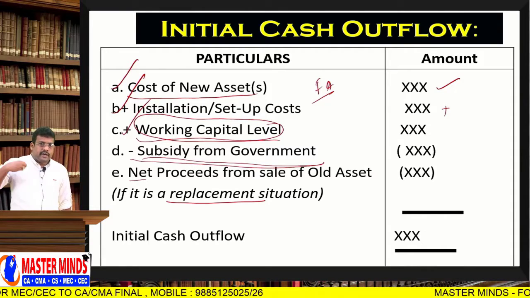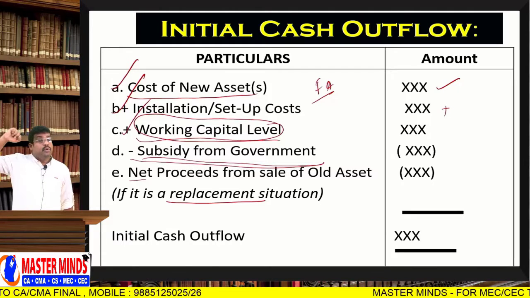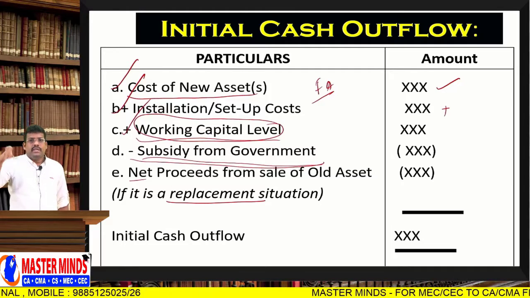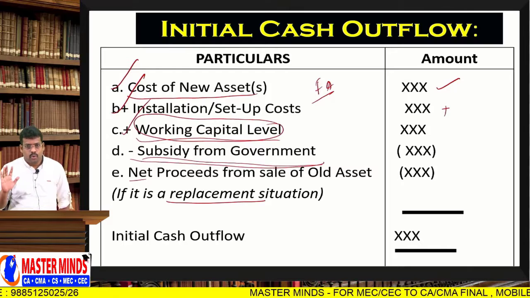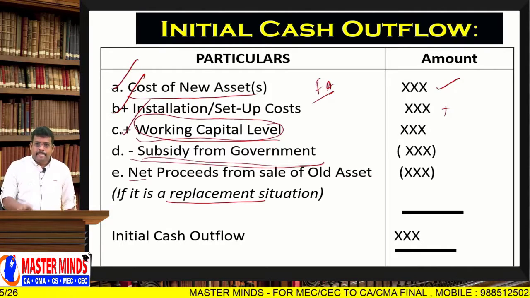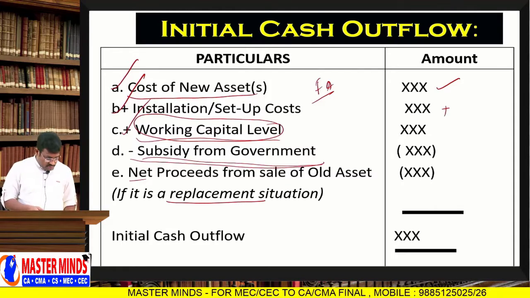If you are going for replacement, an already existing machine would be there. If you had scrapped that machine, you would have got some amount. That amount also you can deduct. So this is the initial cash outflow. Got it? This is the way you have to understand. Read this and write it in your notebook in a better manner. This is the initial cash outflow.